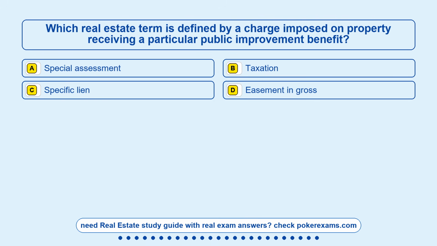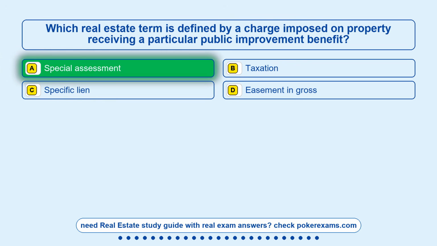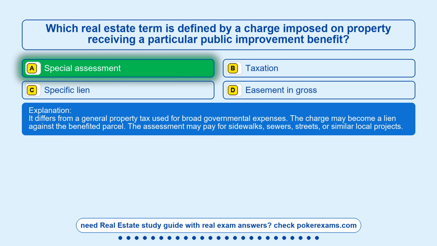Question 24. Which real estate term is defined by a charge imposed on property receiving a particular public improvement benefit? Option A, special assessment. Option B, taxation. Option C, the specific lien. Option D, easement in gross. The correct answer is option A, special assessment. It differs from a general property tax used for broad governmental expenses. The charge may become a lien against the benefited parcel. The assessment may pay for sidewalks, sewers, streets, or similar local projects.